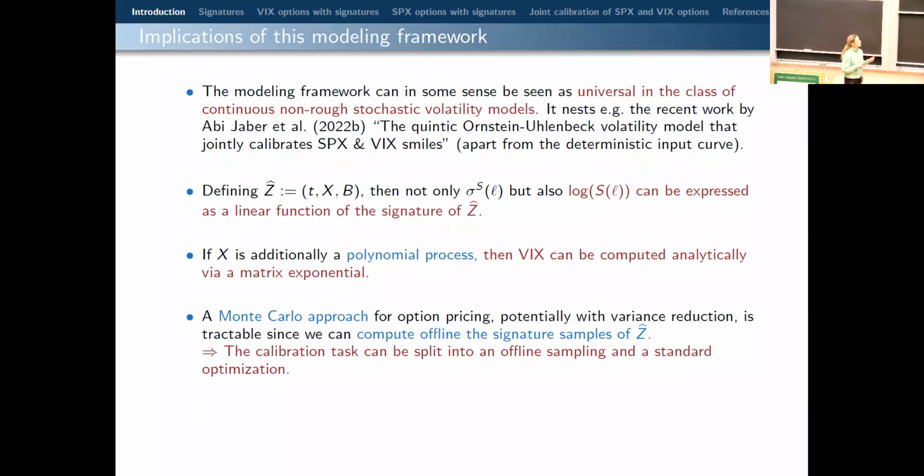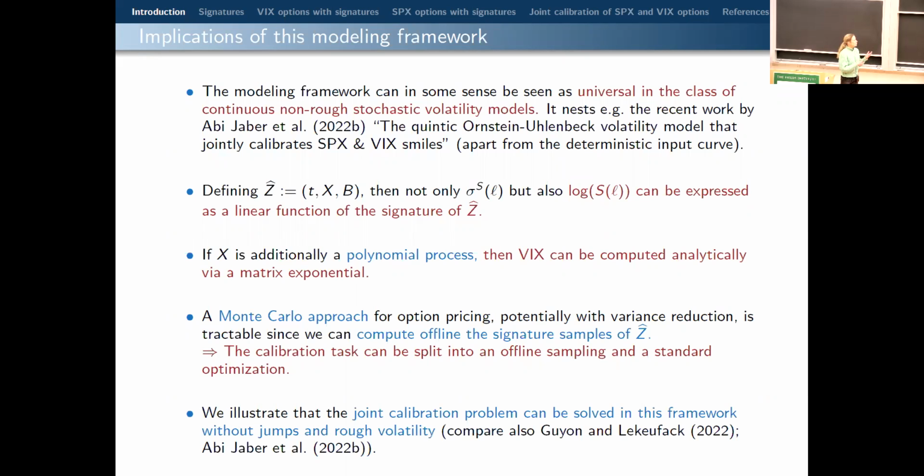actually really tractable, since we can always compute offline the signature samples of this Z hat. So this we can use once for all for the whole optimization and calibration task. So we have an offline sampling and then a standard optimization. And therefore, you can really use Monte Carlo in a calibration task.